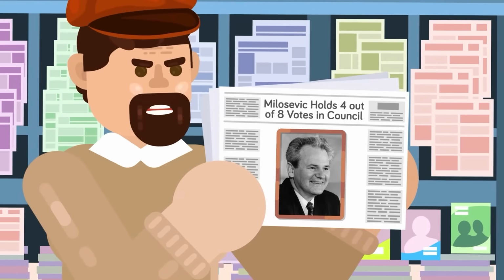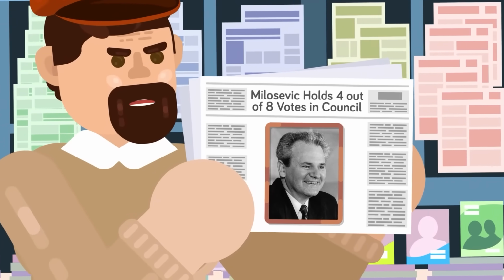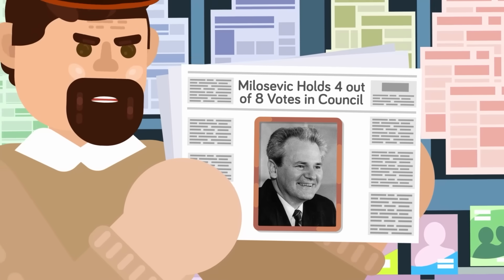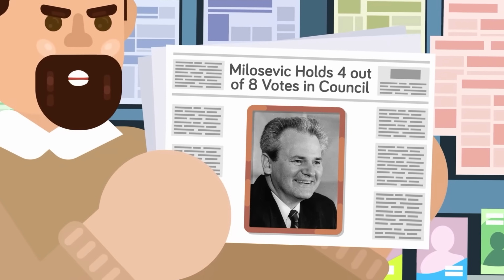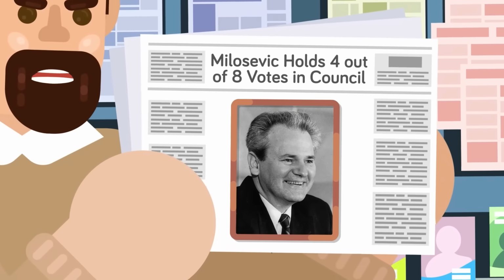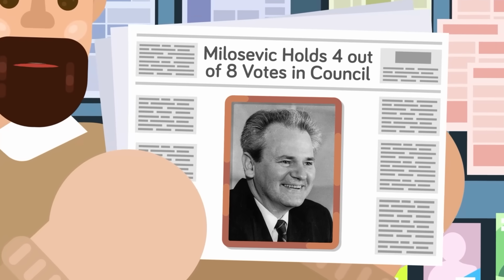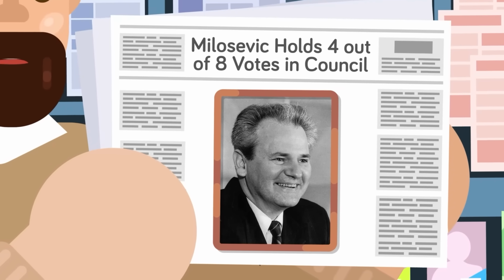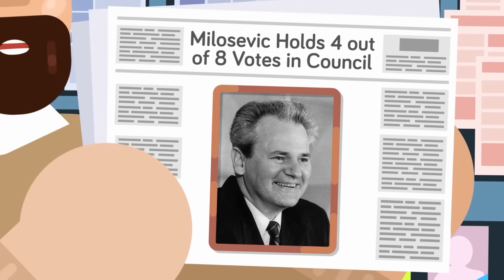Aligned with Montenegro and controlling the votes in Kosovo and Vojvodina after moves to reduce their sovereignty, Milosevic now held 4 of the 8 votes in the Yugoslav Council and was close to seizing control of the country itself. And that would kick off Yugoslavia's final crisis as an independent nation.